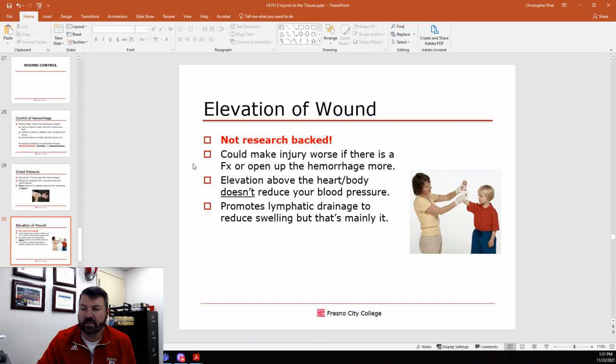In fact, you can make some injuries worse by opening up that hemorrhage more. Or if there's an underlying fracture, let's say in this kid's arm, elevating it could make this painful and displace that fracture more.